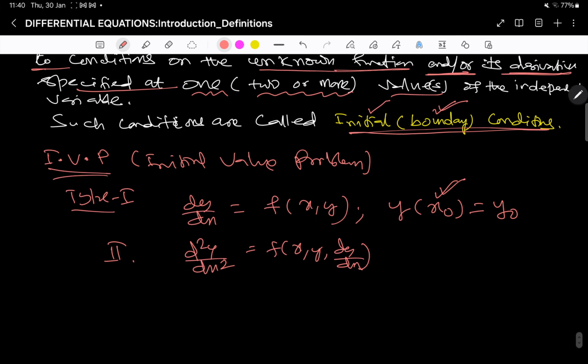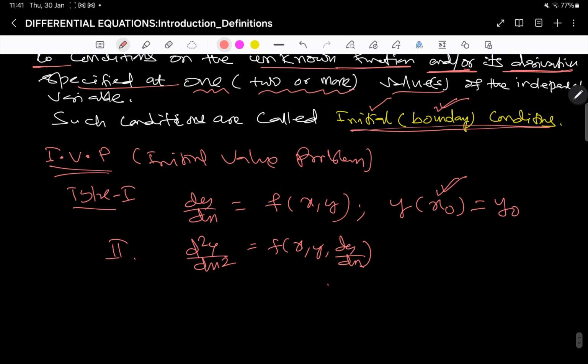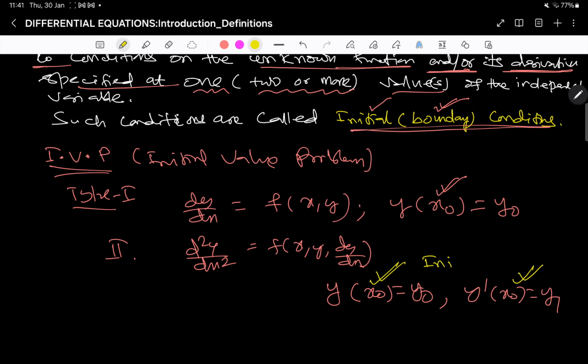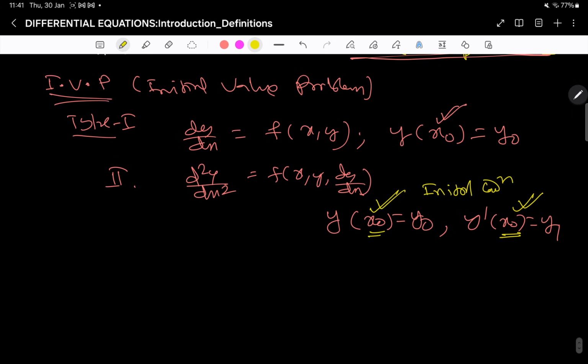Here we need two conditions. Initial conditions mean y(x0) = y0 and y'(x0) = y1. You see here, this is x0 and this is x0. These two values are the same. This is why it is called an initial condition. But in BVP, these values are different. One is the initial value and the other one is the boundary value.